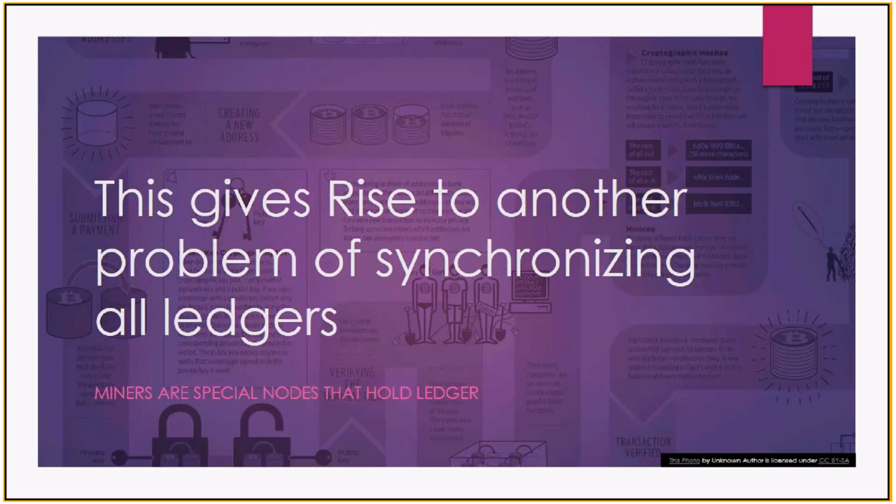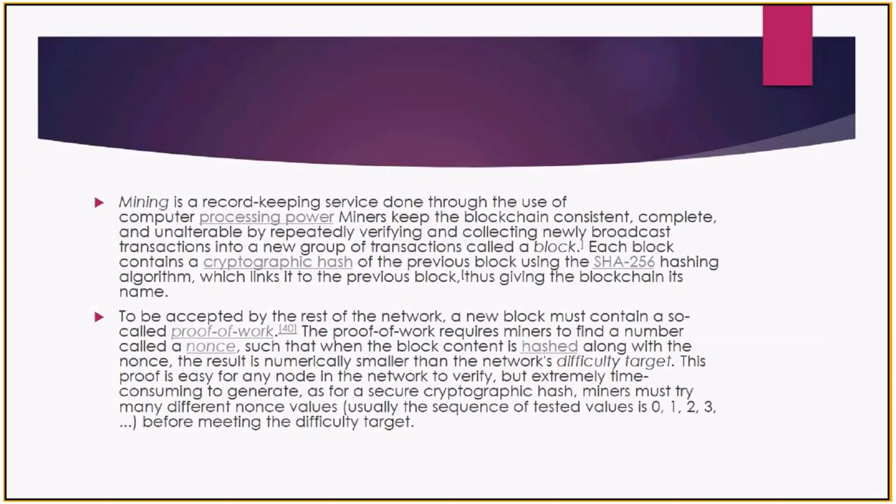Now what is mining? Miners are nodes. I'll read it out from here and explain it to you. Mining is a record-keeping service done through the use of computer processing power. The miners keep the blockchain consistent, complete, and unalterable by repeatedly verifying and collecting newly broadcast transactions into new groups of transactions called blocks. Each block contains a cryptographic hash of the previous block using SHA-256. SHA-256 is the hashing algorithm, an encryption algorithm, which links the previous block and thus gives the blockchain its name.